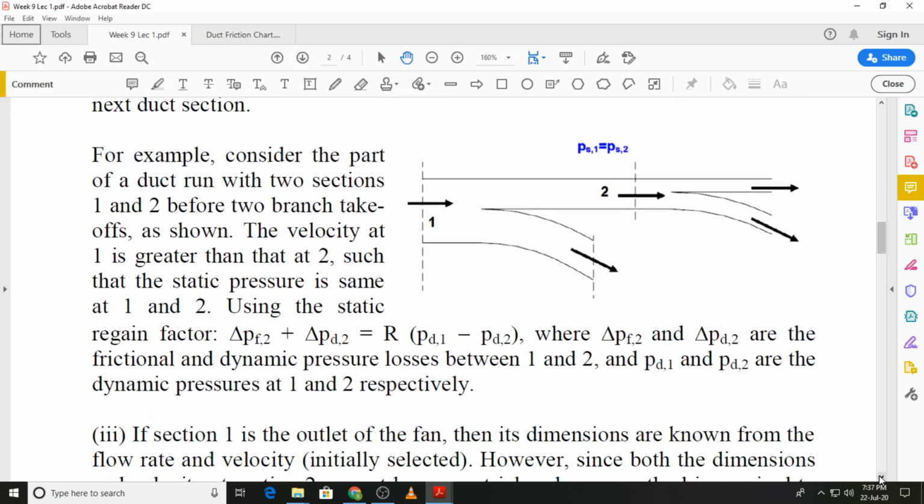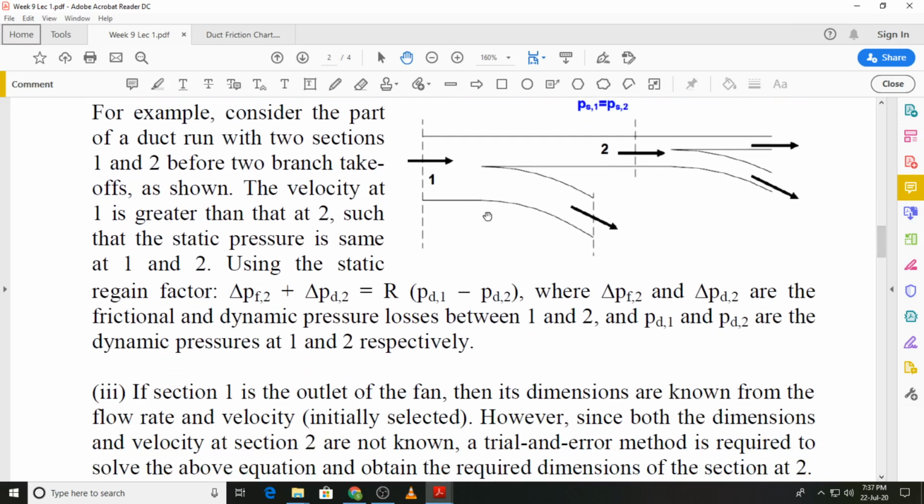So we have a very simple case. You can see we have a duct, and from the duct there is a branch takeoff at one point over here, then there is another branch takeoff at this point over here. And you know that the total pressure in any fluid that is flowing is the sum of the static and dynamic pressures. So if we decrease the velocity, that means the dynamic pressure will reduce and consequently the static pressure will increase.